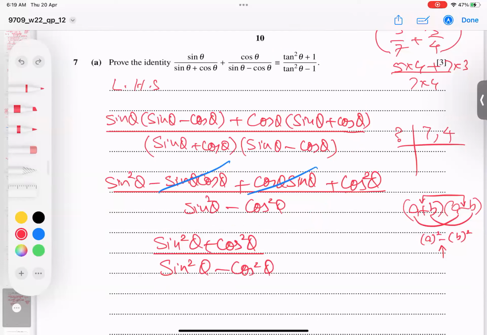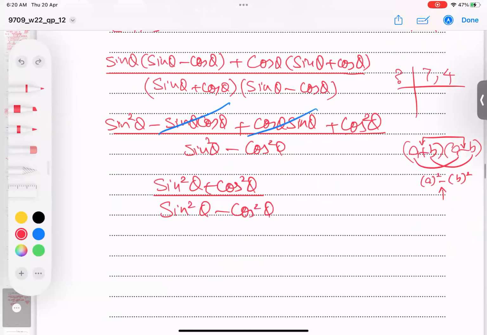If you look carefully, if this value is replaced by 1, it means dividing the whole thing by cos square. This cos square divided by cos square, I get a 1. This sine square divided by cos square, I get tan square. So you see, only one point will help us.